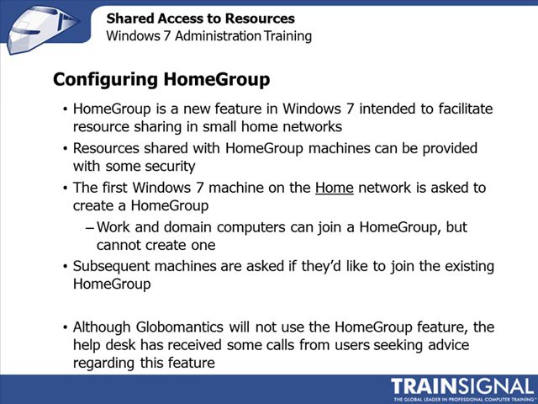The first Windows 7 machine on the home network is asked to create a home group. The home network is the important part. A work and domain computer can join a home group, but they cannot create one. So if you have a machine that's a domain computer and you're sitting at the Global Mantic office, you can't create a home group. If, however, you take that computer home, you can create a home group with it. And we're going to do that in just a minute.